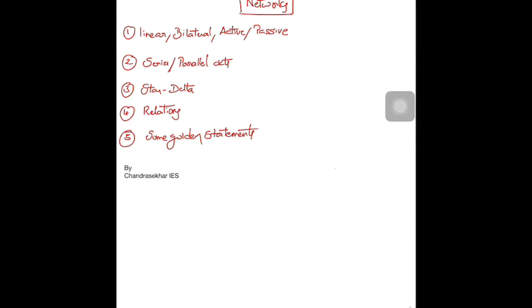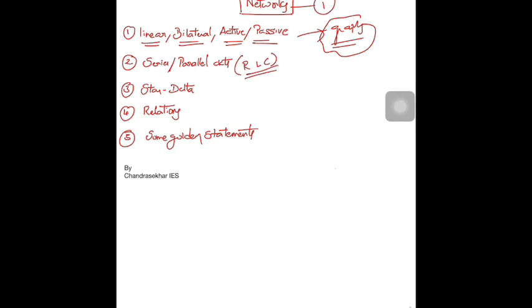Today we'll discuss networks lecture 1. The topics for discussion are how to identify linear, bilateral, active, and passive networks by looking at the graphs, and series and parallel circuits, basically RLC, star delta, and the relations among various elements like voltage, current, resistor, flux, capacitor, charge, etc. Some golden statements will be used to solve network equations, mainly in case of DC and theorems.